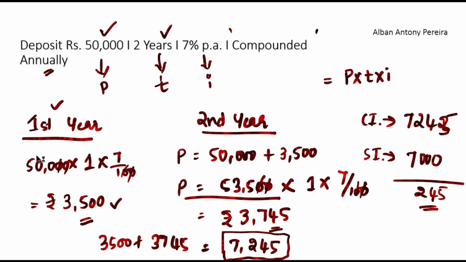So where is it? So here 50,000 plus 3,500. When we added this 3,500 relating to the first year, on this 3,500 also we got 7% interest. That is 50,000 plus 3,500 became 53,500. So on this we calculated 7%, right? So what happened to this 3,500? On this also we got the extra 7%. That's why we got this 245 extra.